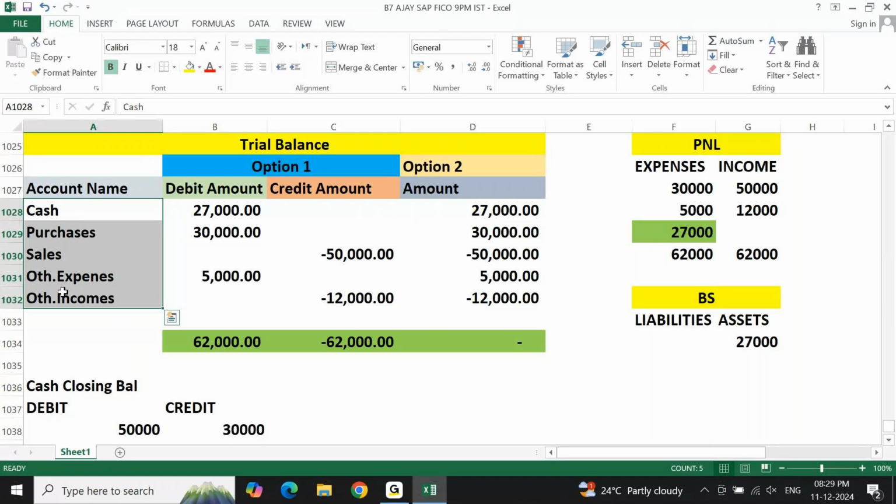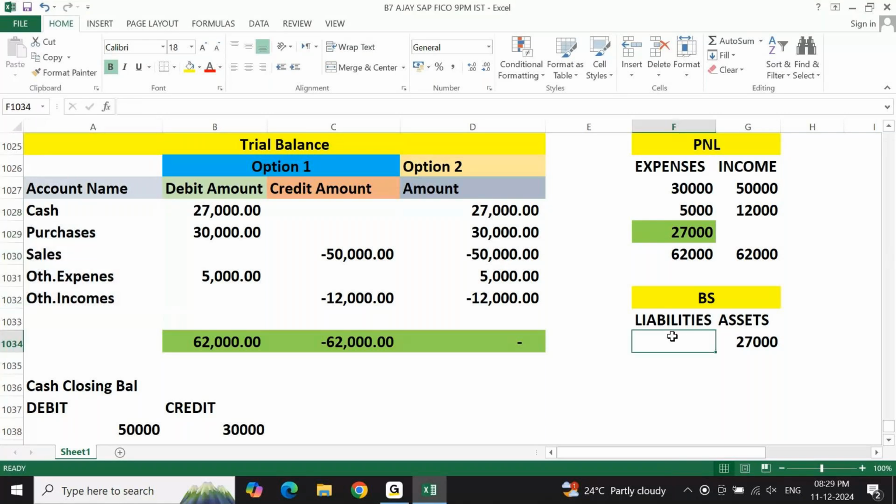From the trial balance, are we able to find out any liability or not? No, sir. So in the liability, along with the TB result, you will get one more result from your P&L. Whatever result you get from P&L, either profit or loss, you need to take it to the balance sheet liabilities side. It will be adjusted to your capital, either plus or minus.